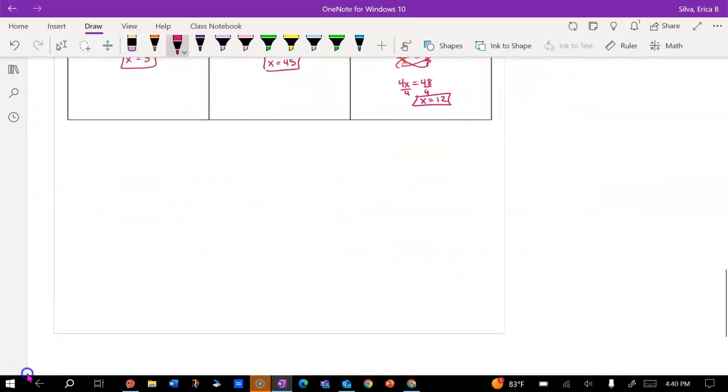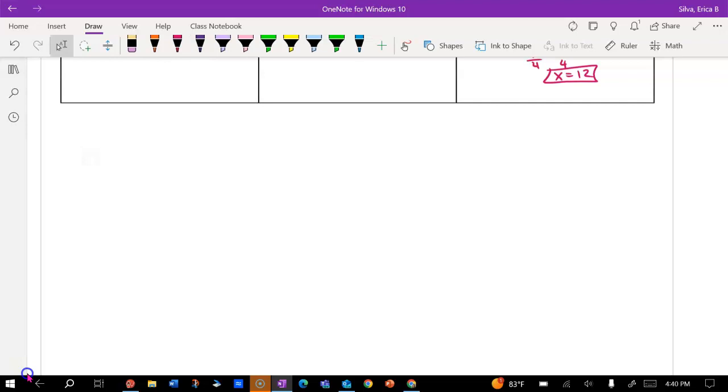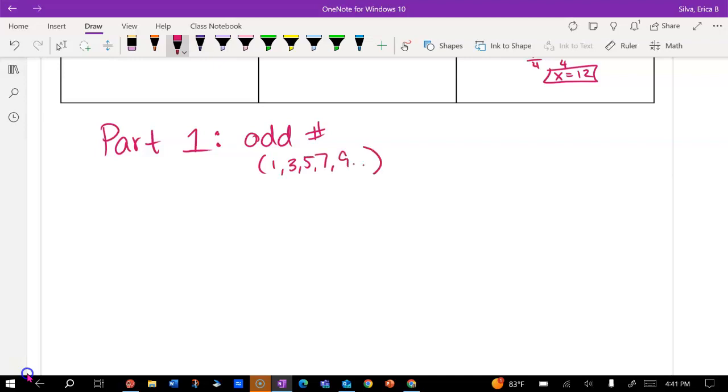All right, so for your assignment, there are 3 parts. On part 1, you only have to do the odd numbers, which is 1, 3, 5, 7, 9, and so on.